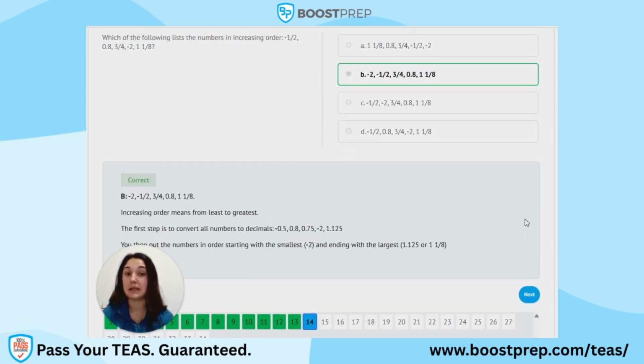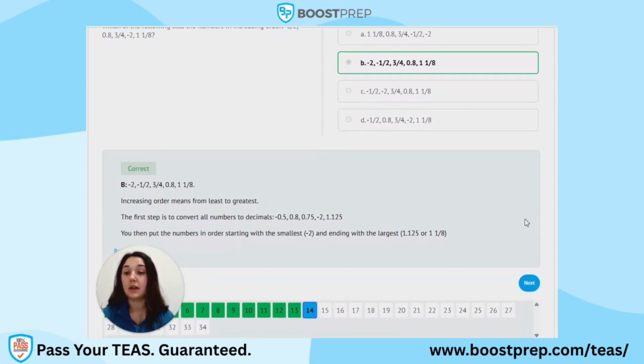The correct answer is B, which is negative 2, negative 1/2, 3/4, 0.8, and 1 1/8. Increasing order means from least to greatest. So the first step is to convert all these numbers to decimals. So that would give you negative 0.5, 0.8, 0.75, negative 2, and 1.125. So then you just put them in order from least to greatest, which negative would be the least, and then the positives would be the greatest.